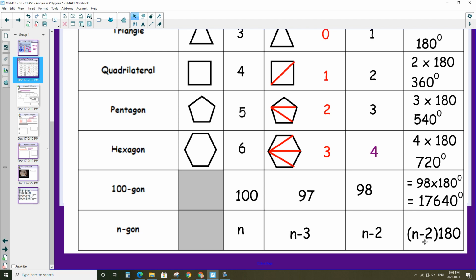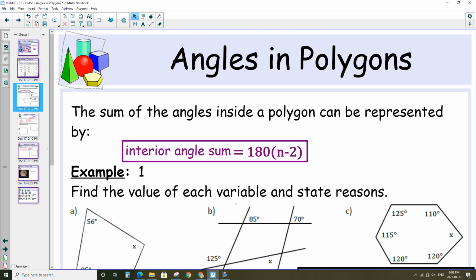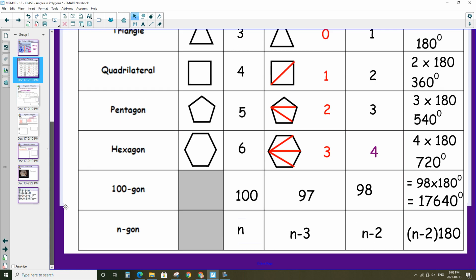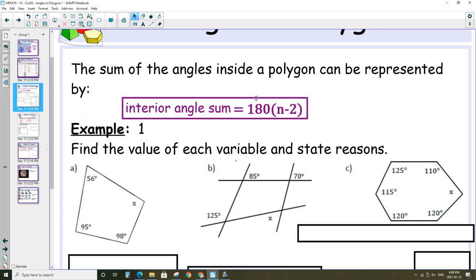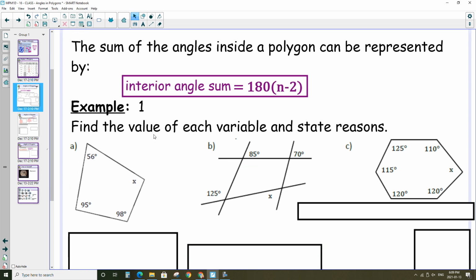So that's the general formula that we can use, and you can use this equation to find the sum of the angles in any polygon. You just replace the n with the number of sides that that polygon has on the outside. So there's the equation again, 180 times n minus 2, which is the same as I had over here. Whether you write the 180 in the front or at the end, it doesn't make a difference. So let's do some examples.